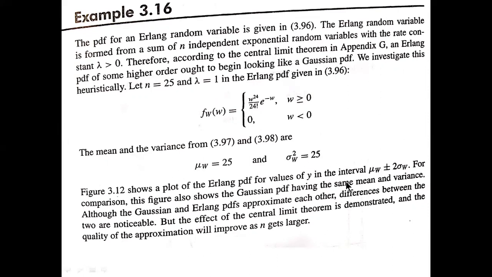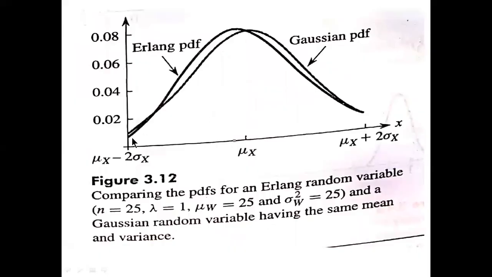So for this, we'll have the plot which is something like this. This is your Erlang, and this is the Gaussian. You can see that they are approximately the same. So comparing the PDF for the Erlang variable for n equal to 25, λ equal to 1, μw equal to 25 and σw² equal to 25, we see that it's almost similar to the Gaussian random variable. As we go on increasing the value of n, the Erlang will start almost matching with the Gaussian PDF.